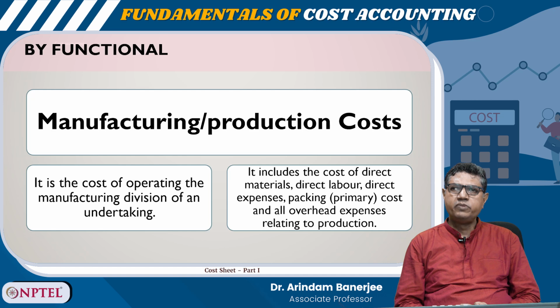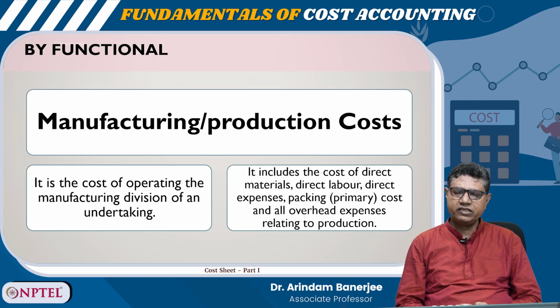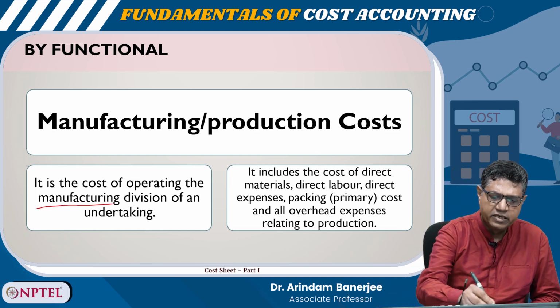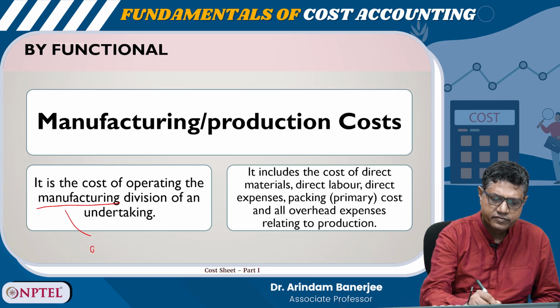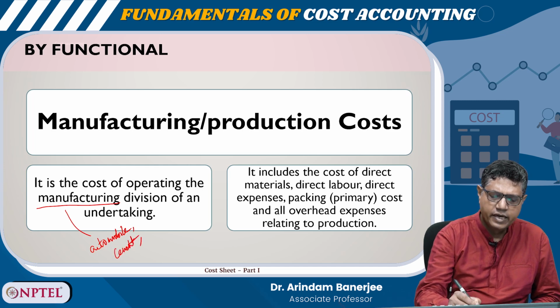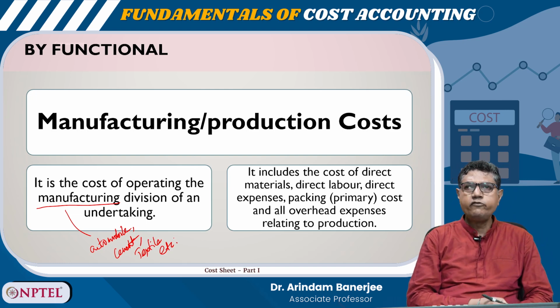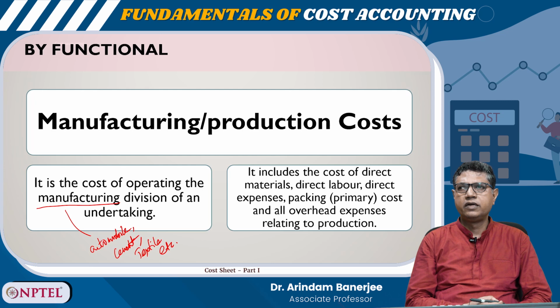So for a company which has a manufacturing division, examples of manufacturing companies may be automobile companies, cement companies, textile, etc. So in these companies where the manufacturing process goes on, the cost incurred for running the manufacturing division is called the manufacturing or production cost.